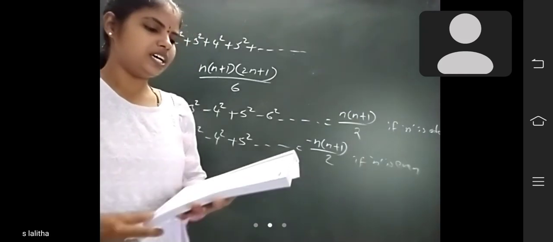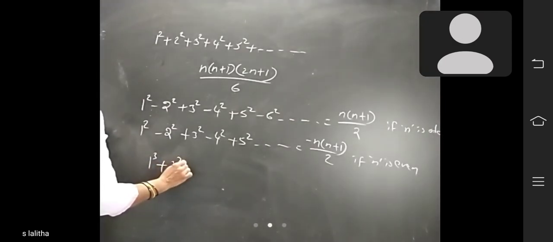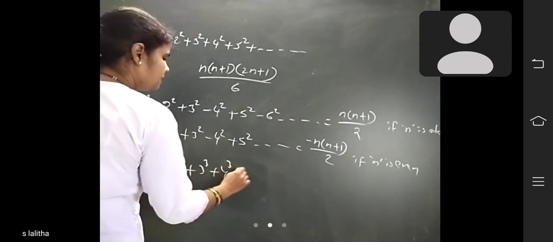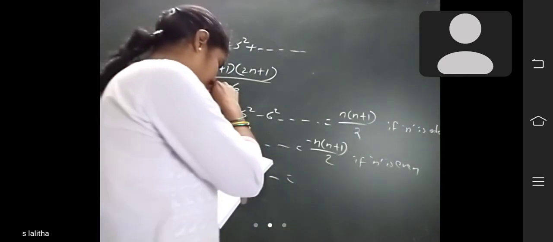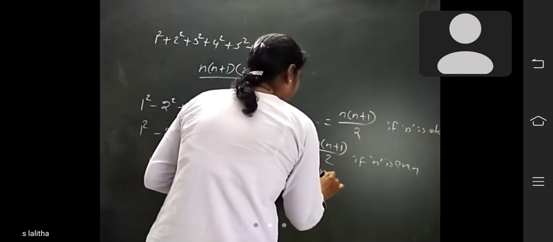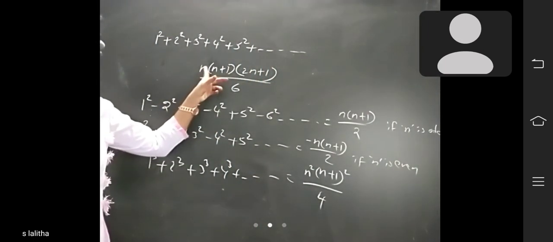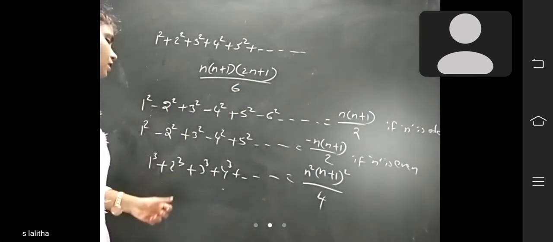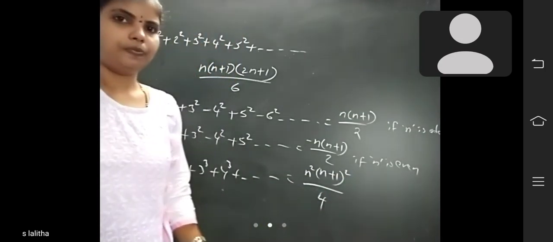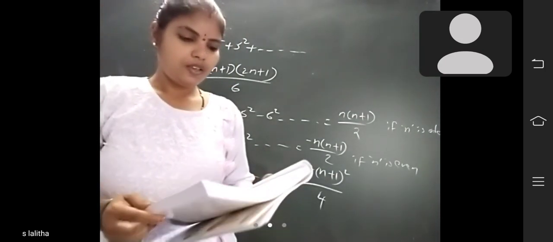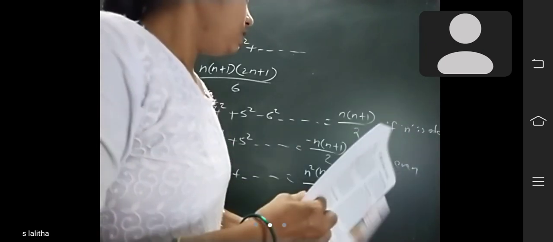Next, the sum of the cubes of the first n natural numbers. 1 cube plus 2 cube plus 3 cube plus 4 cube plus so on. What is the formula? n square into n plus 1 whole square by 4. The sum of squares of natural numbers is n into n plus 1 into 2n plus 1 by 6. The sum of cubes of natural numbers is n square into n plus 1 whole square by 4. Okay, ma'am? So you have to read all these formulas, page numbers 14 and 15. Did you understand, ma'am?